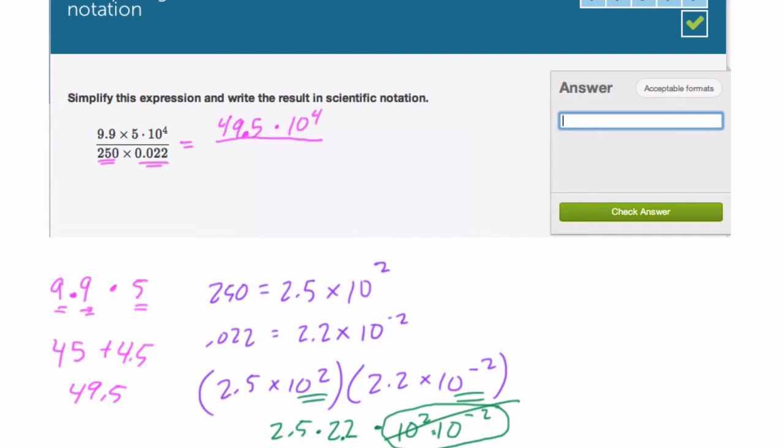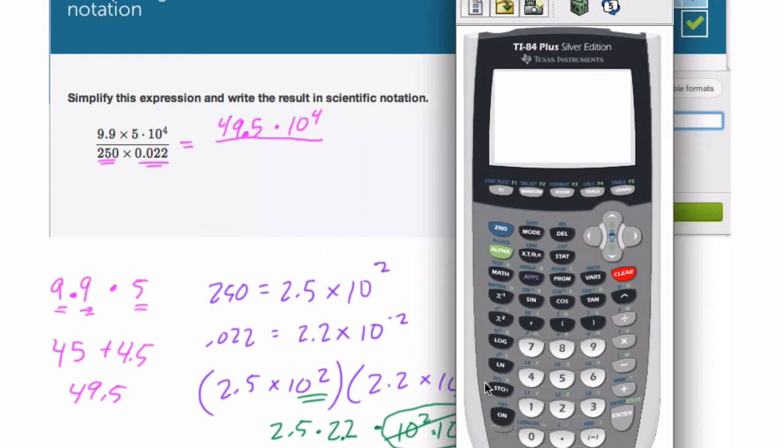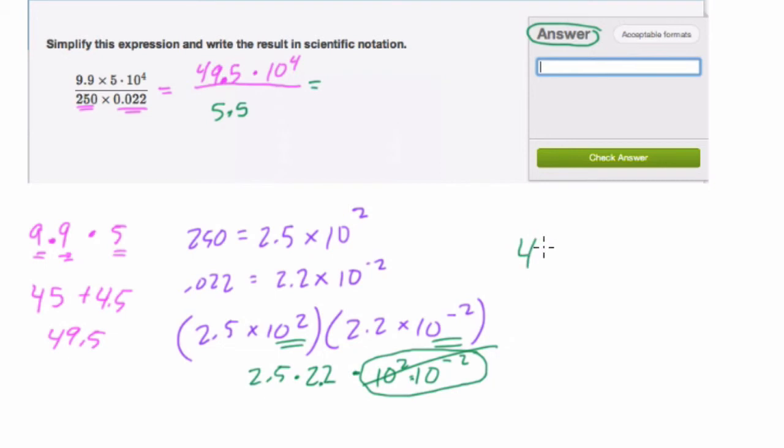Now we have 2.5 times 2.2. You can do the long multiplication here, or this is one of those steps where it might benefit you to use a calculator. 2.5 times 2.2 is 5.5. So now we have this, right? 49.5 times 10 to the 4th over 5.5. So here we have 49.5 divided by 5.5. We want to figure this out.